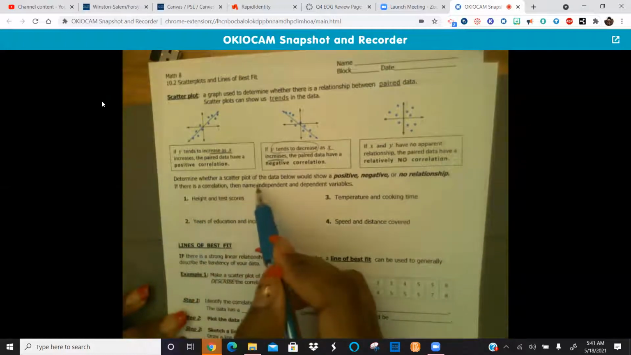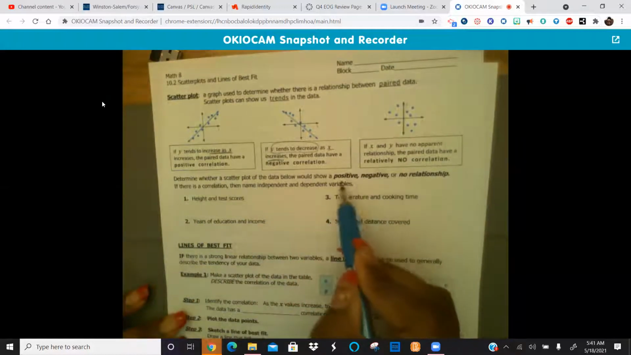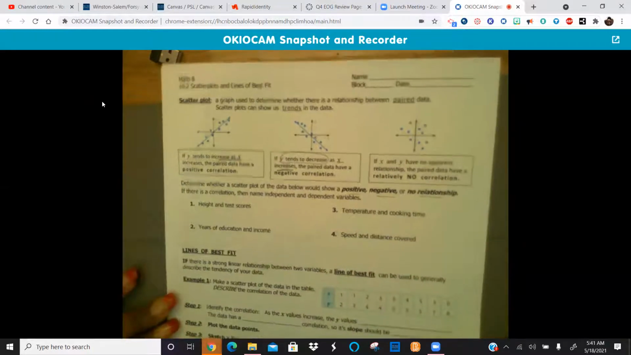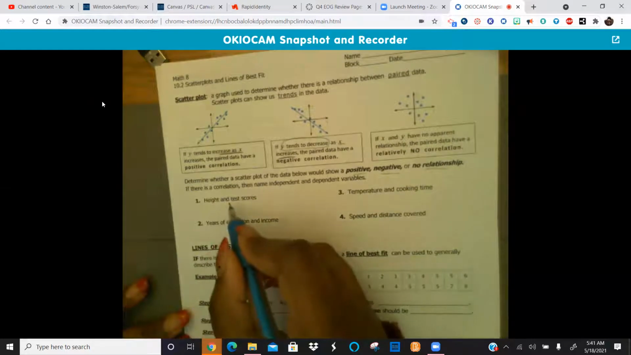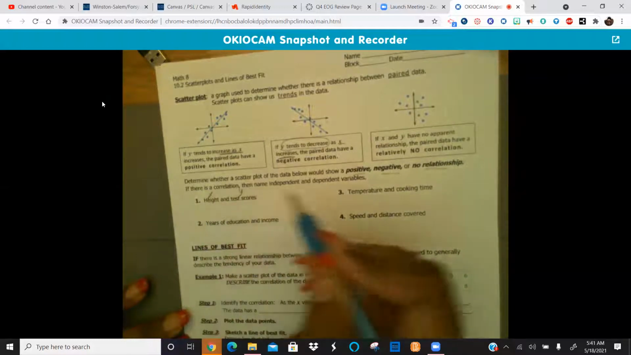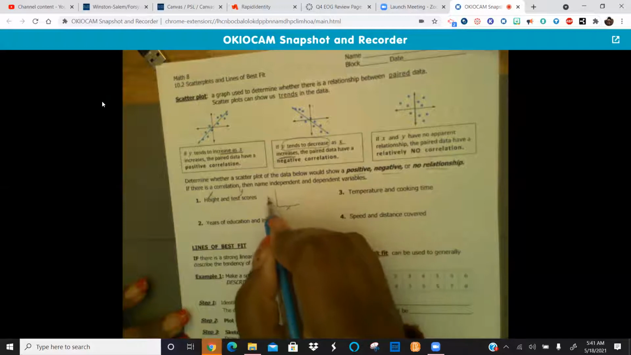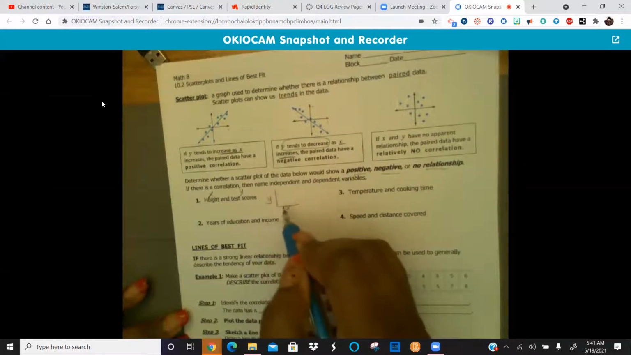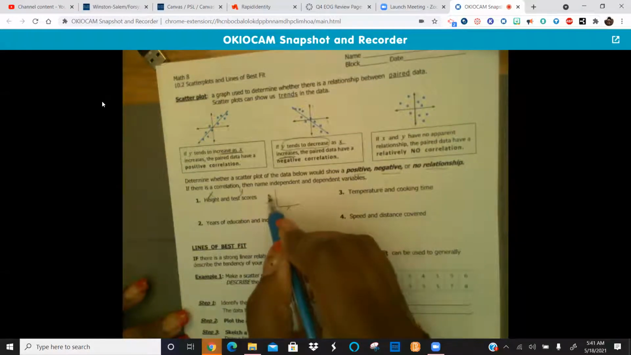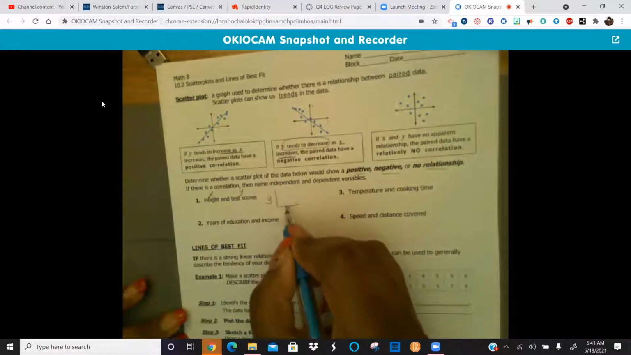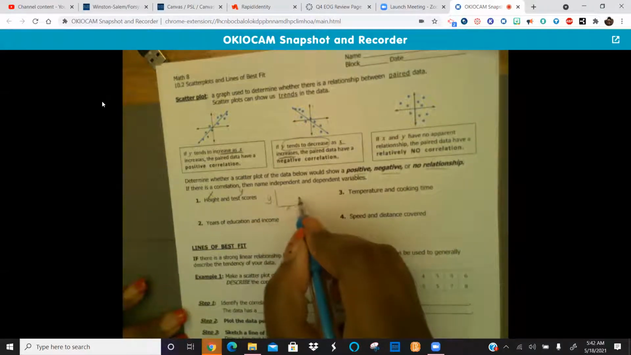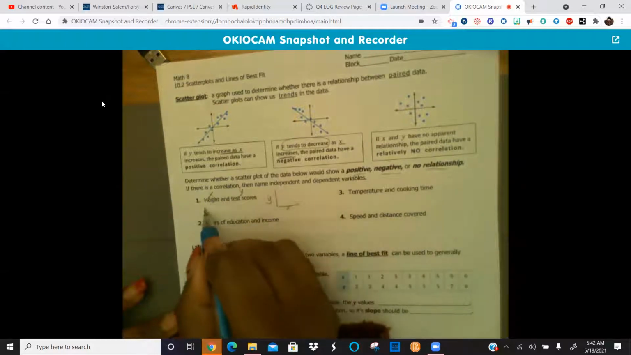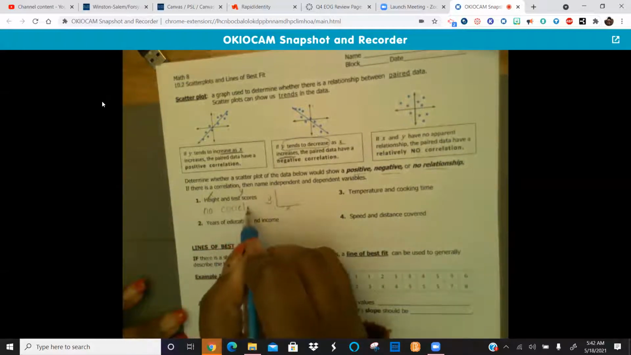Now we're going to determine whether the scatter plot of the data would be a positive, negative, or no correlation. Let's look at the first one. If you were to graph height and test scores, height being your X and test scores being your Y, your height has absolutely nothing to do with your test scores. Just because I'm short doesn't mean I'm going to make a good grade, or just because I'm tall doesn't mean I'm going to make a bad grade or a good grade. So this has no correlation. They are unrelated to each other.